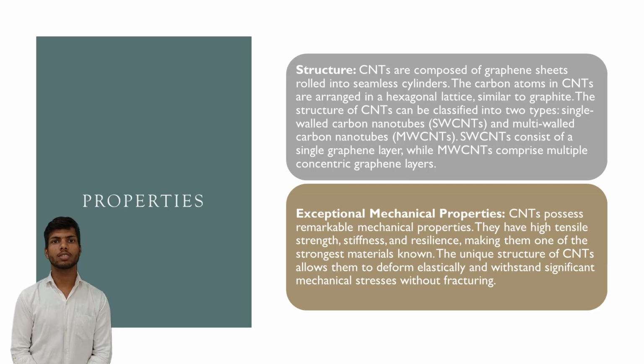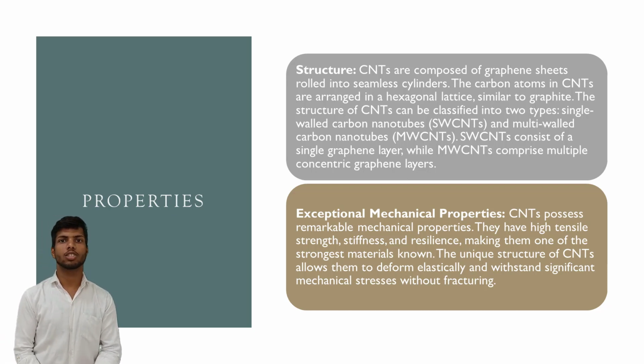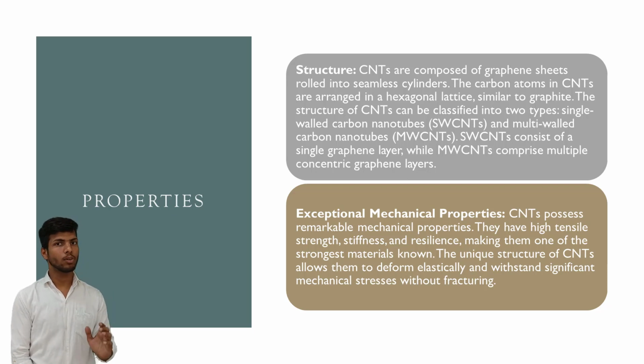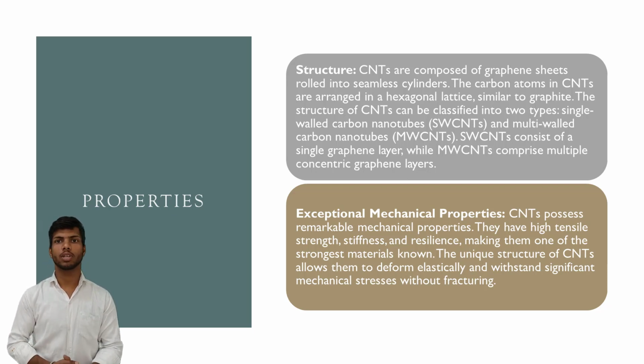The first property is the structure of carbon nanotubes. Carbon nanotubes are composed of graphene sheets rolled into seamless cylinders. The atoms are packed in a hexagonal pattern, and there are two types: single-wall carbon nanotubes and multi-wall carbon nanotubes. The nanotubes which consist of a single layer of graphene are called single-wall carbon nanotubes, and the tubes which consist of more than one layer are called multi-wall carbon nanotubes.